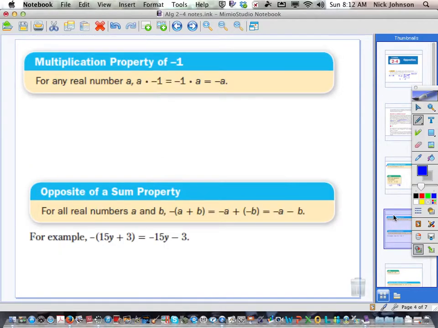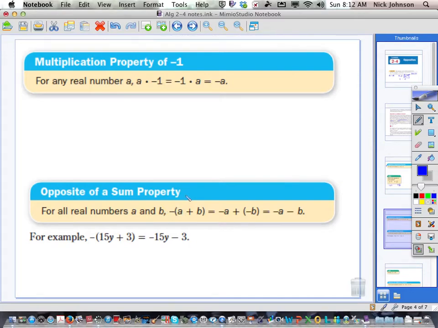Unbelievable. Multiplication property of negative 1: for any real number a, a times a negative 1 equals a negative 1 times a. Okay, it says the same thing. Refer to the examples at the front of the 2-4 page. And I gave you some. Opposites of a sum property: for all real numbers a and b, a negative times the quantity a plus b equals a negative a plus a negative b. Okay, just distributed the negative sign.